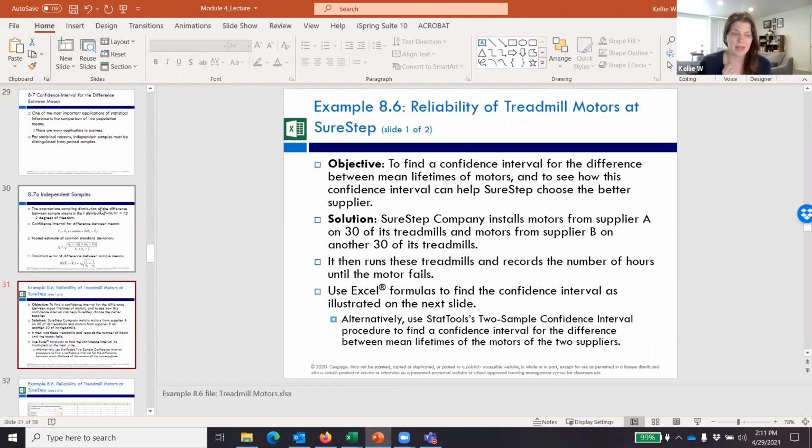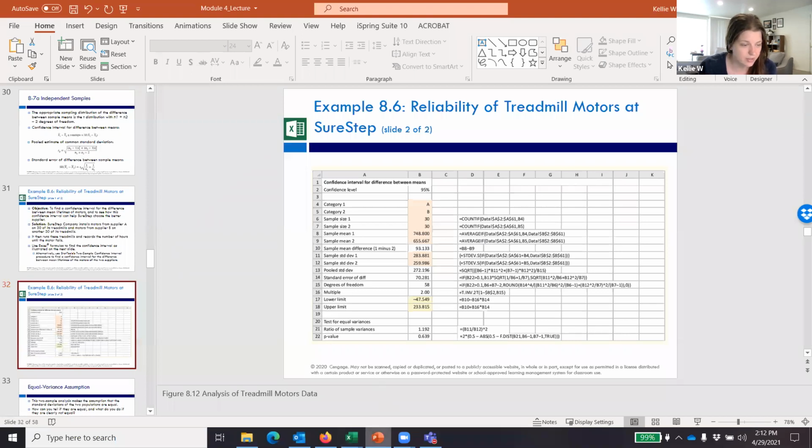So let's say that we are going to purchase some motors for our treadmills and we have two potential suppliers. It's in my best interest to purchase the motors from the supplier whose motors are more reliable. So we're going to help choose the better supplier. We're going to buy 30 motors each from supplier A and supplier B, put them in these treadmills, and then run the treadmills until the motor fails, and then determine what that number of hours is. Then we want to know if there's any significant difference between the mean time between failure of supplier A and supplier B. So in Excel, this looks like a big headache, kind of is.